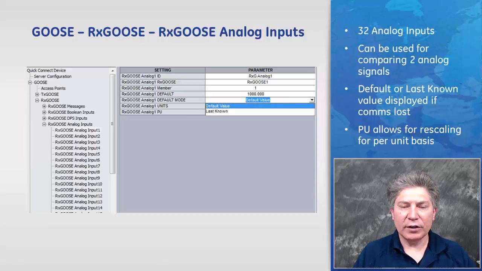And the next one that we'll look at is units. The units is a 4-character field that represents the units. And then the last one is the per unit, and the per unit allows us to rescale the per unit base value on an analog value.